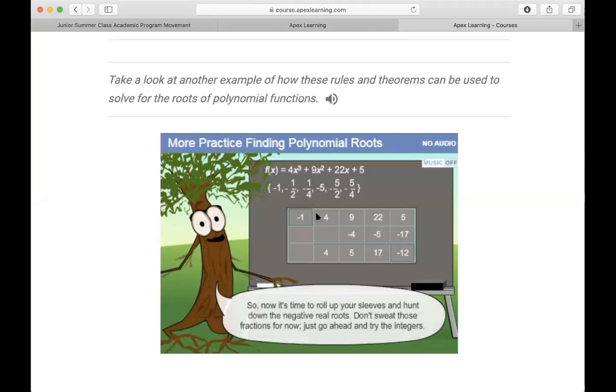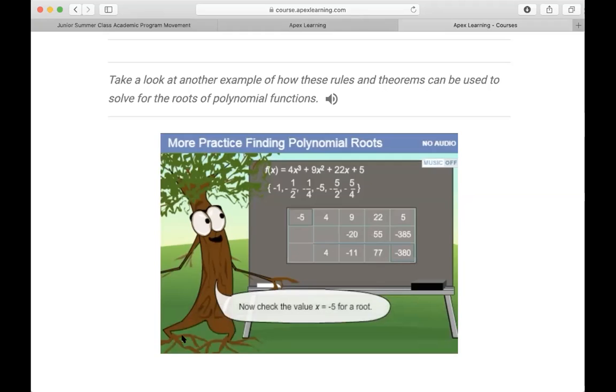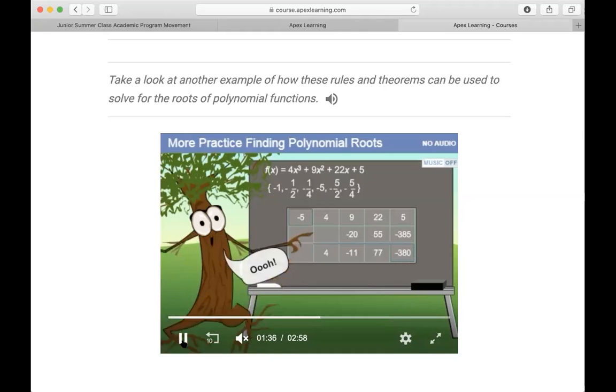Now they plugged in -1. Since -1 has a remainder, it's not a root. That's the first thing you need to know. And it's not even a boundary, because you can see here we go from all positive signs to a negative sign. So that's not even a boundary. Now we've got to move in even closer. But since the only other integer is -5, we plug that one in.